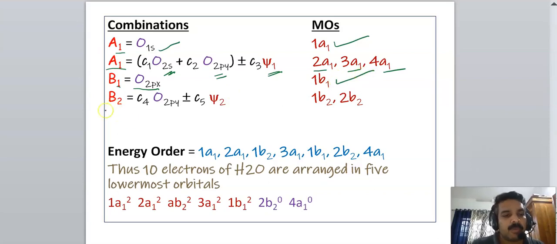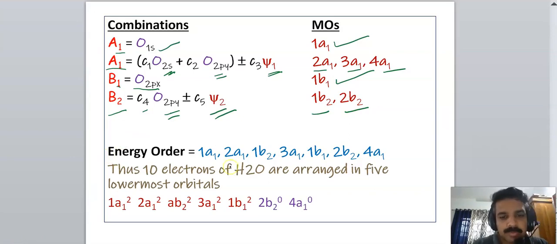And for orbitals having B2 symmetry, oxygen 2py orbital combines with psi2. So we can write C4 oxygen 2py plus or minus C5 psi2. We get 1b2 and 2b2 molecular orbitals. Okay. Then the energy order.